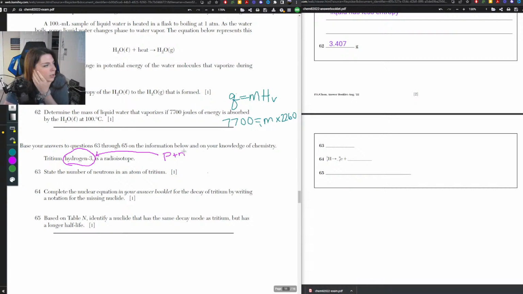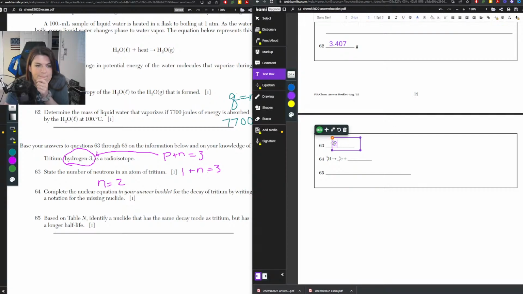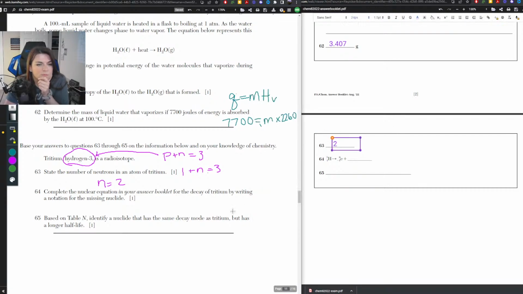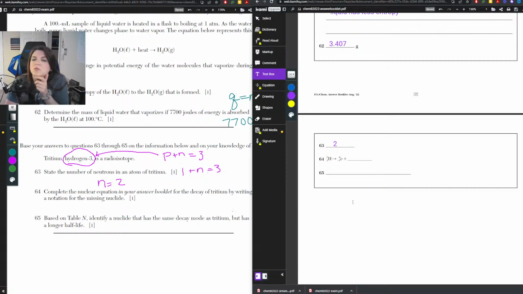Remember like 2 hours ago when I was talking about how this test has so much isotopes on it? The protons plus the neutrons is equal to 3, but I know that the protons is equal to 1. So 1 plus n is equal to 3. The magic number of neutrons here would have to be 2. Don't write 2 neutrons when you do this. Just write 2. Because you'll flub it up and you'll write 2 protons, and then you get the answer wrong. Give only what they ask for, nothing else.